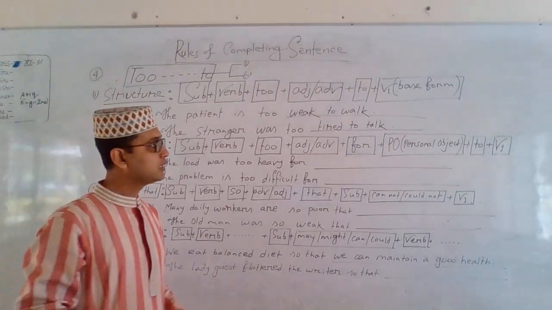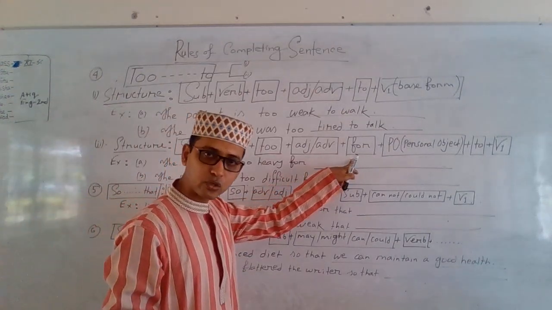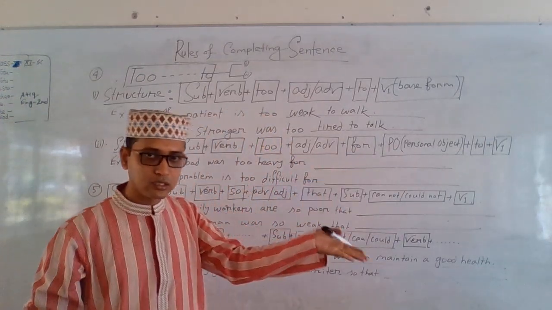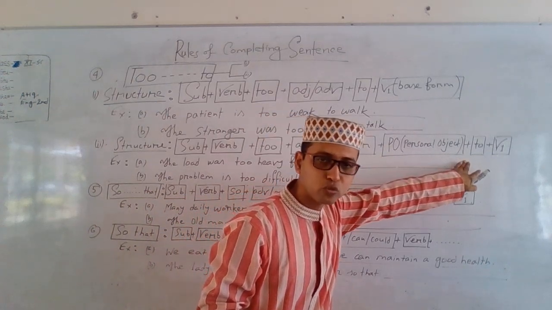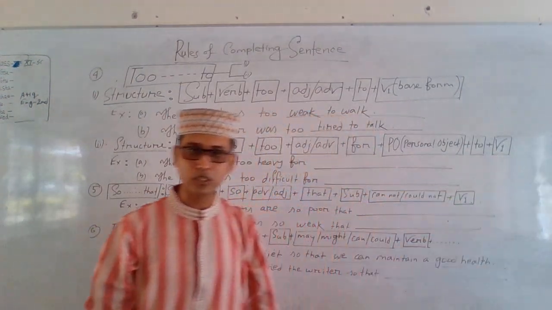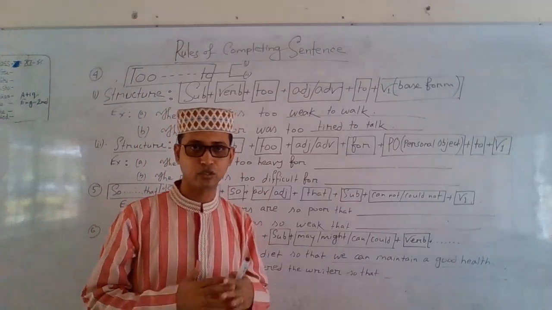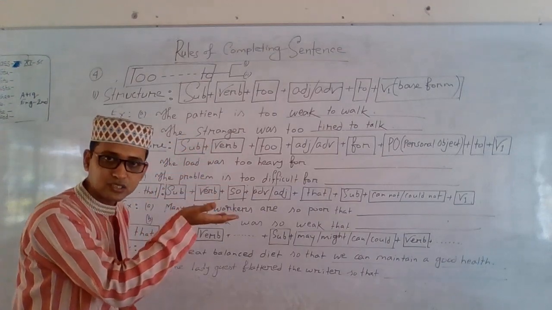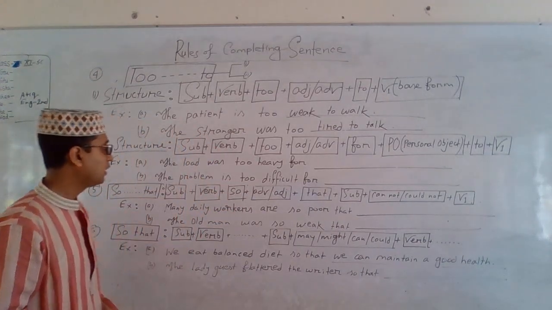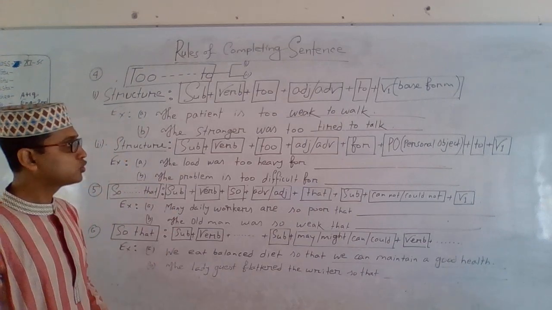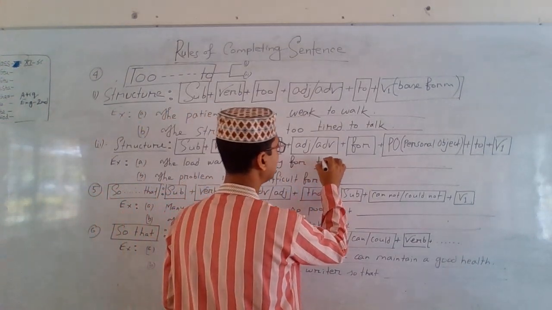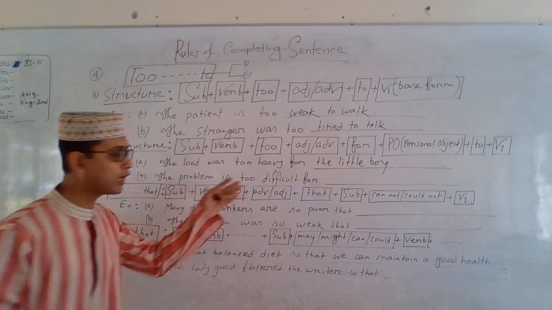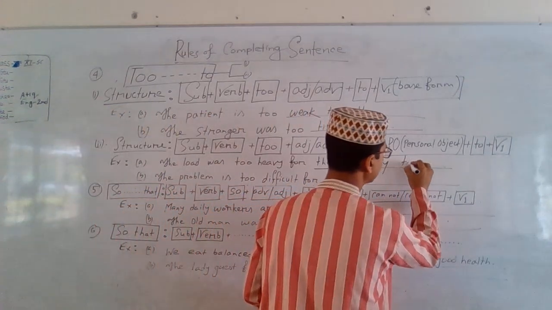It means that if you have for in the question, definitely you will have to use a personal object, and then the rest of the sentence will have to be completed using the infinitive form, to plus be1. I think it is very clear to all of you students. Now, let's start completing sentences depending on that rule. The load was too heavy for the little boy to carry.